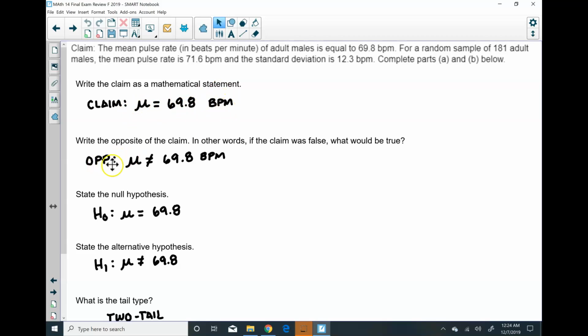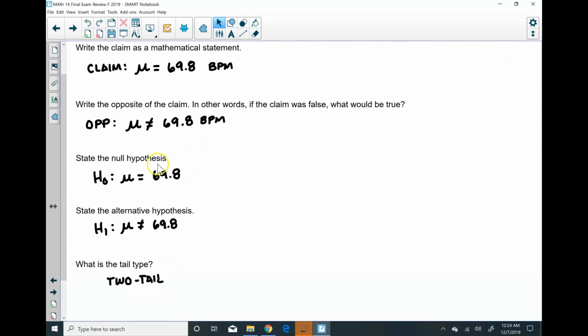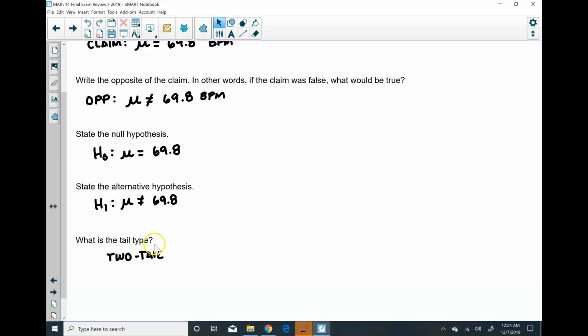And then the opposite would be, what's the opposite of equals? Well, that means it would not equal. So the mean, or mu, is not equal to 69.8 beats per minute. Now we're going to state the null hypothesis. You bring down your claim, so the null would be mu is equal to 69.8. Stating the alternative hypothesis, you would have mu is not equal to 69.8. And then we want to find out what is the tail type. Since the alternative is not equals, it's a two-tail.